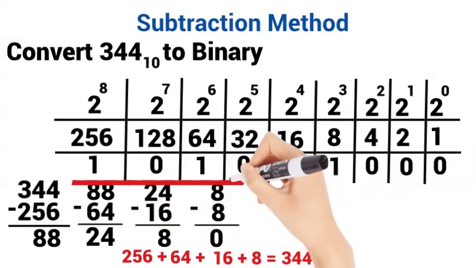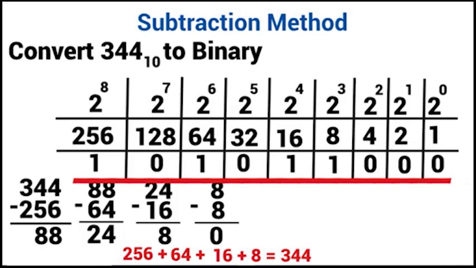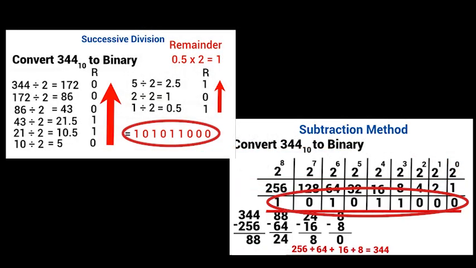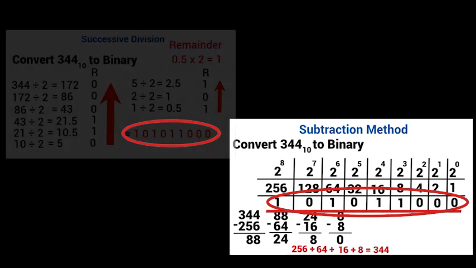And now we have our final answer. The binary of 344 is 10101100. Let's compare if we got the same answer using successive division. You have the option to use either the successive division method or the subtraction method, whichever you find more convenient.